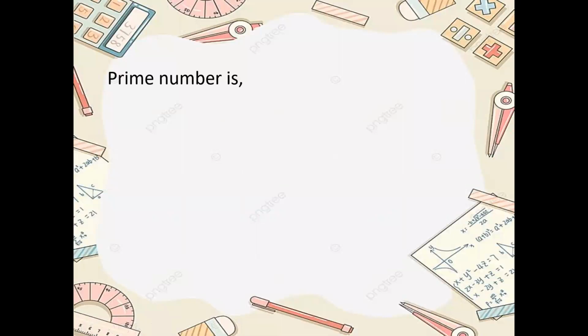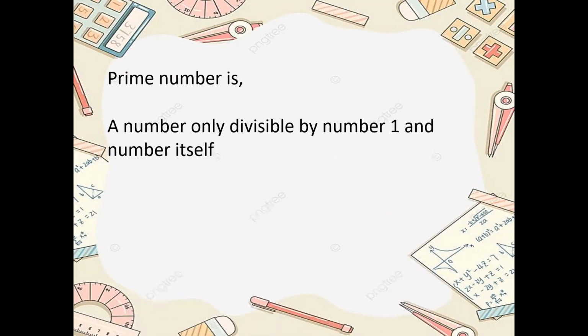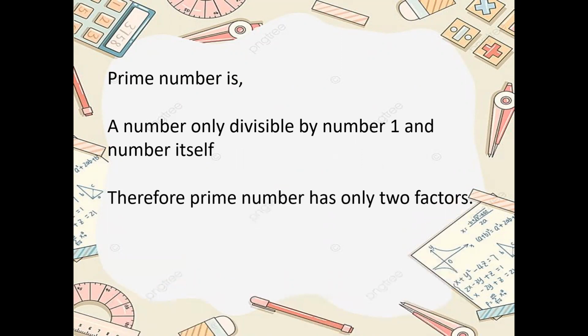If you take a prime number, we can define a prime number as a number only divisible by number 1 and number itself. Therefore, a prime number has only two factors. They are number 1 and number itself.